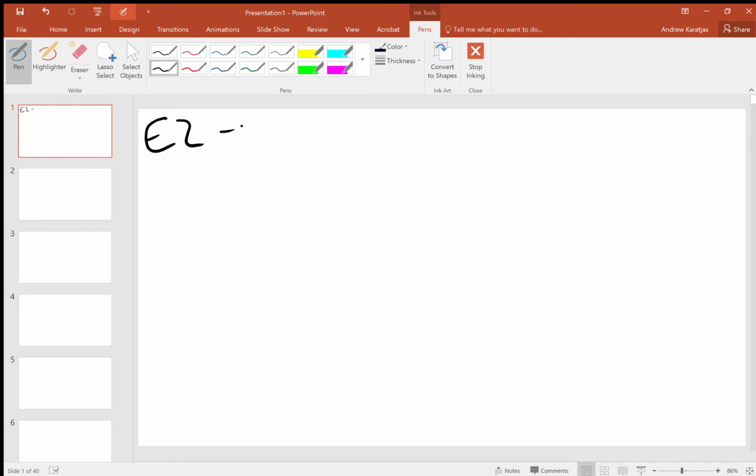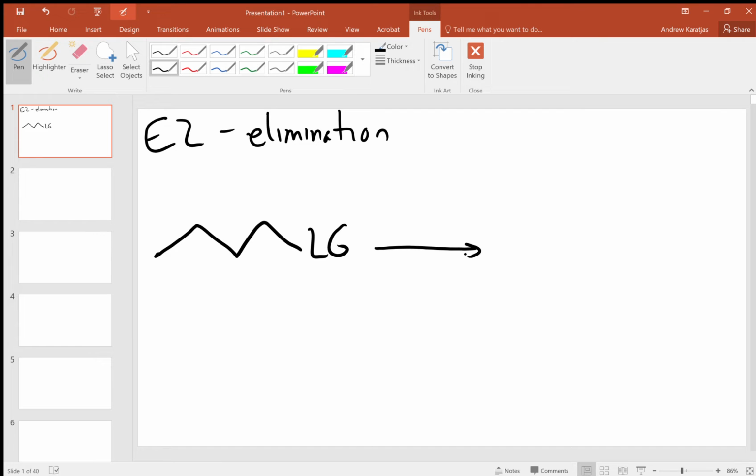The E2 reaction is one of our two primary elimination reactions. In this reaction, we take some sort of alkyl group that has a good leaving group, we add a strong base to it, and as a result, we convert it into an alkene. And it's termed E2 because just like with the SN2 reaction, the rate determining step in this reaction is bimolecular.